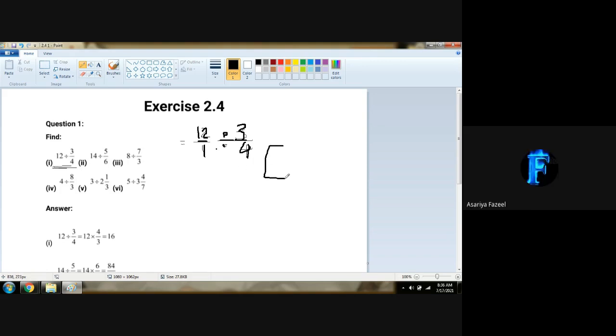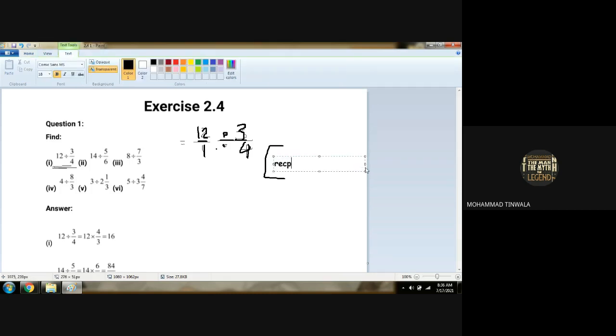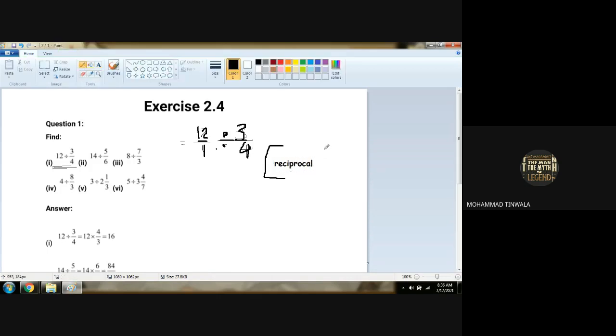Yes, sir. In this, you have to write reciprocal. What we have to do? Reciprocal. Yes, reciprocal. Okay? Now, while doing reciprocal, what we have to do here? Muhammad Fazil, Zohair Abbas. This division sign will convert to multiplication sign. And this 3 upon 4 will be converted to 4 upon 3. Any doubt here?